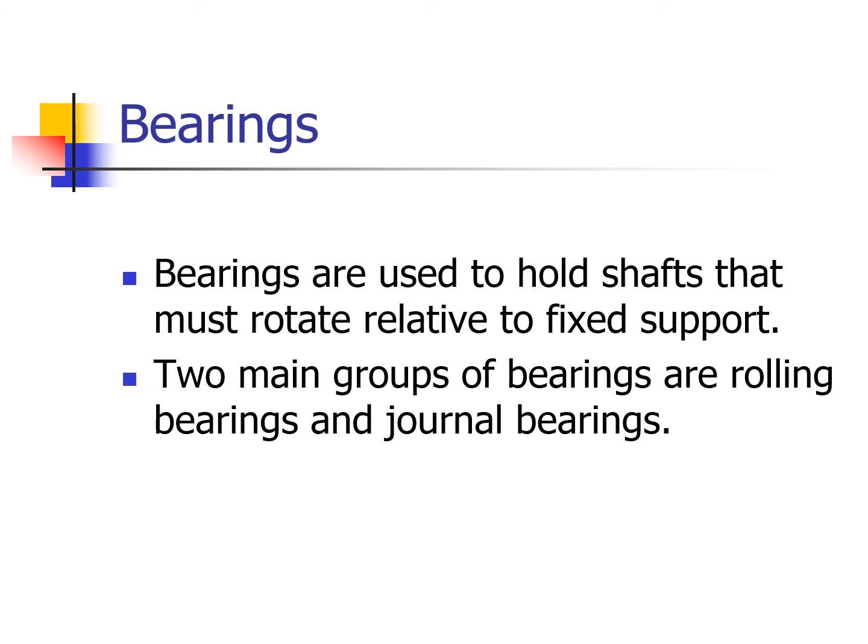So, bearings. We've all probably seen, and we all use bearings, and there are different types of bearings, and I'm going to talk about them. I wish I could pass them around to you guys now, but unfortunately, we're not together. Bearings are used to hold shafts that must rotate relative to a fixed support. The two main groups of bearings are roller bearings and journal bearings, and we'll talk about the difference between the two.